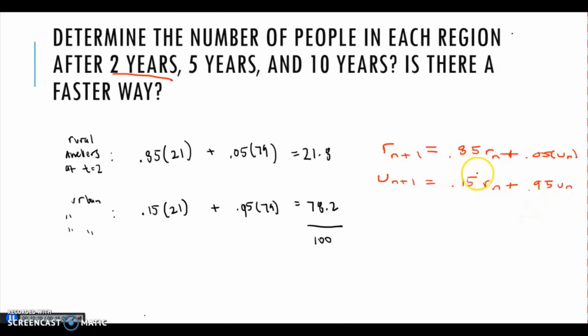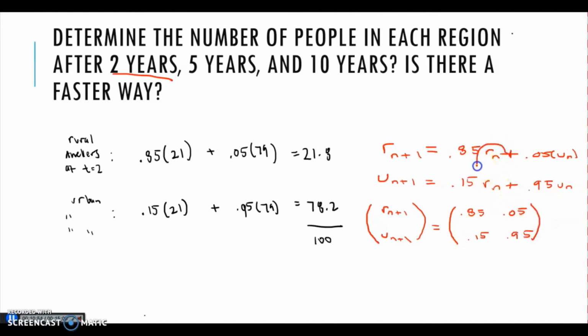And we can see here the reason we wrote the number of rural dwellers first is because what we have is something that we can convert into a matrix equation. So if I turn this into a vector here, and I say this vector contains R sub n plus 1 and U sub n plus 1, over here I can break this out into a matrix consisting of the transition coefficients, so 0.85, 0.05, 0.15, 0.95, and then the vector that I would lift up.